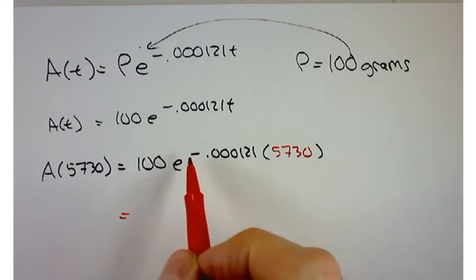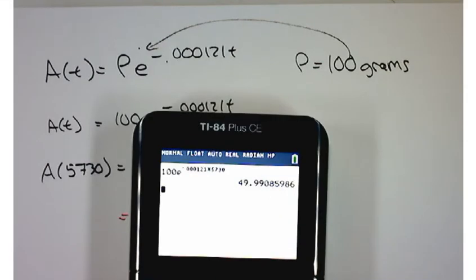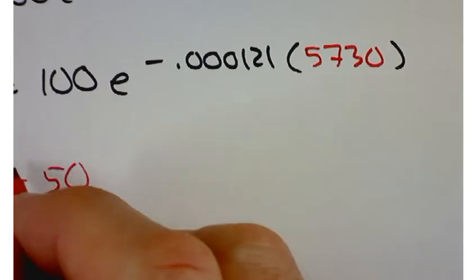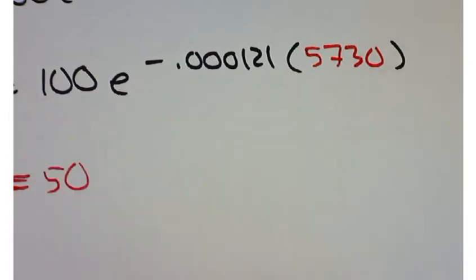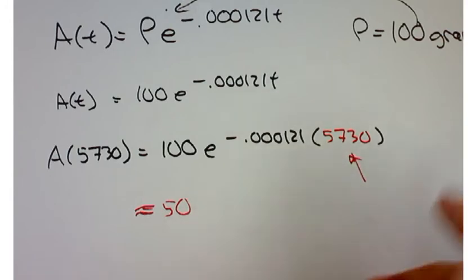Don't forget the negative out in front here, otherwise you'll be off a little bit. So if you round this off to the nearest tenth or so, you should get about what? About 50. So you start out with 100 grams, you end up with about 50. How's 50 compared to what you started out with? It's half. Yeah. So 5,730 is called the half-life of carbon-14. It's because, on average, that's how long it takes before you decay down to the point that you have half of what you started out with.